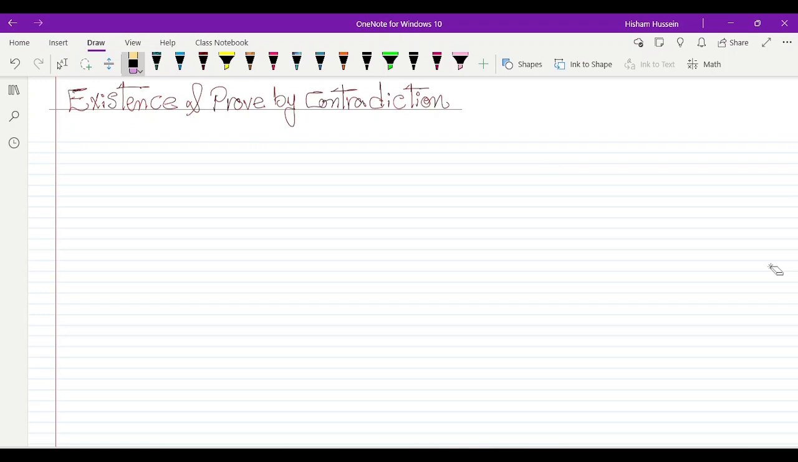The general title for this lecture is The Existence and the Proof by Contradiction. But we need first to show the difference between how to prove and how to disprove. First, I'd like to provide an important point regarding the quantified statements.